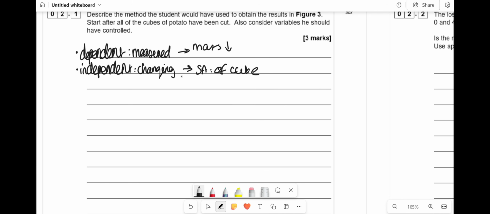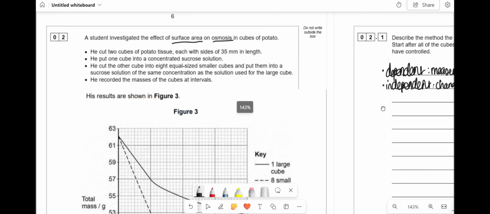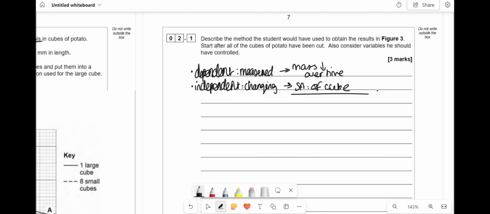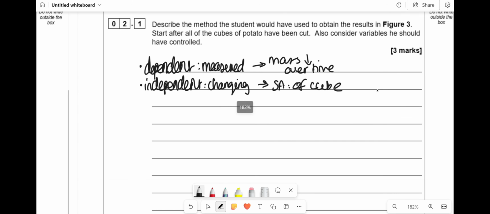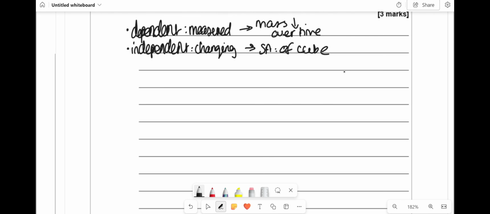Because now, what you're changing is the surface area of the cube, and you're looking at how much the mass decreases, and I should really say, over time. And now the method becomes quite easy, and every step you should think about what needs controlling. So then, they've already done the first part of describing how we get the surface area of the cube sorted out. We need to talk about how we're going to do the next parts. So you should think here, well, I've changed the surface area of the cube. I want to see how that changes over time. Oh, I'm going to have to measure the mass.